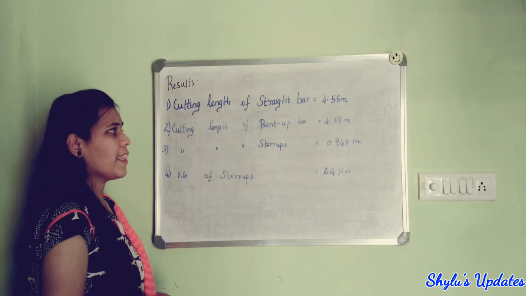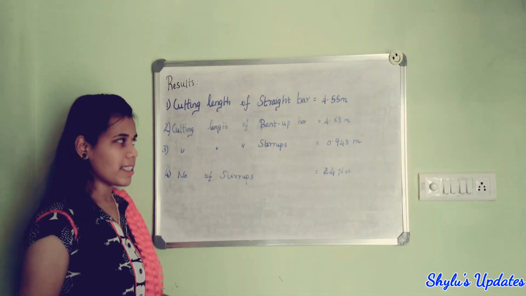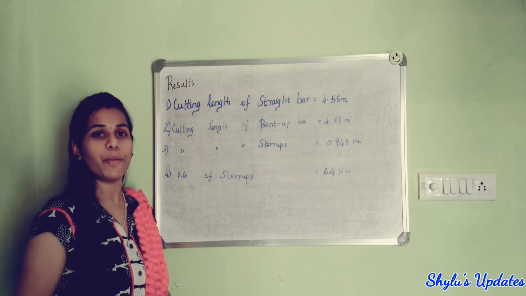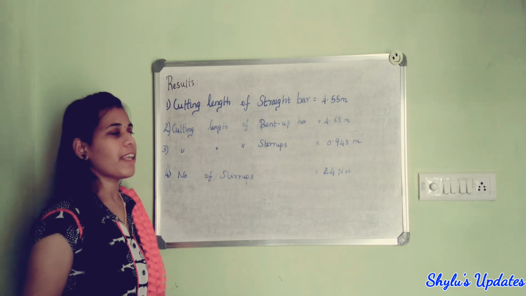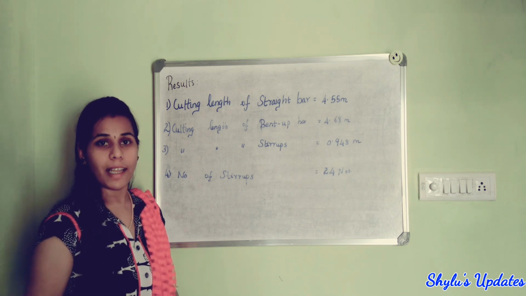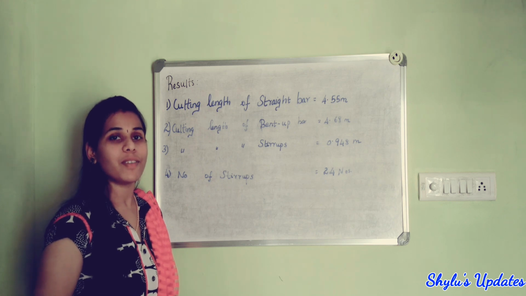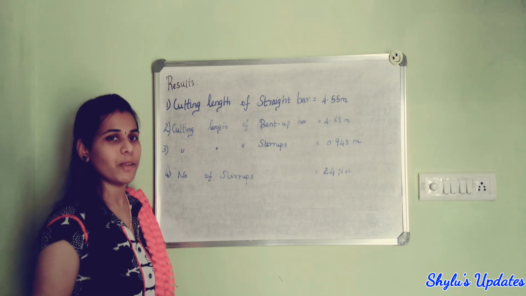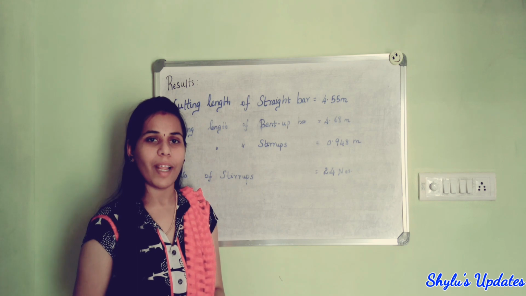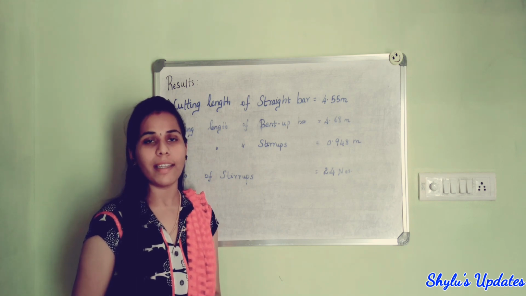Here are the results. The cutting length of the straight bar is 4.55 meter. The cutting length of the bent up bar is 4.68 meter. The cutting length of stirrups is 0.948 meter. And the number of stirrups is 24 numbers. Okay, so the last step is we have to calculate the total weight of steel required in this beam.